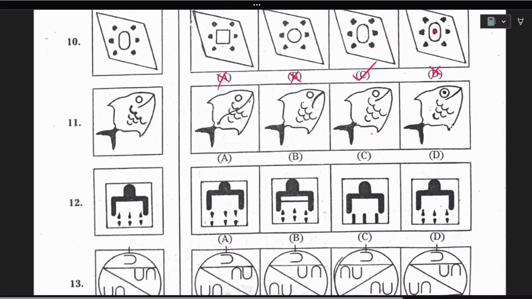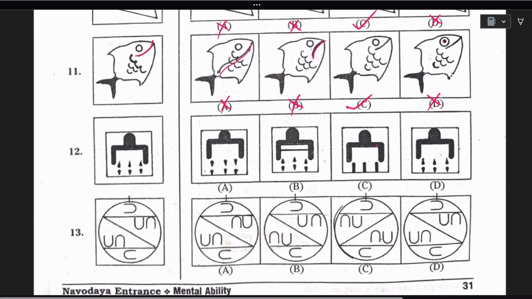And the next one is 11. Here we are having a fish. So in the question fish there is no black eyeball in the fish, but it is there in D, so we will be eliminating D. And the next one, here we don't have this extra line in the question, so A is also eliminated. Okay, and the mouth in this question is towards the up direction, but in B it is towards the down, so we will be eliminating B. Finally our C is matching with the question, so we will be selecting C as our correct answer.